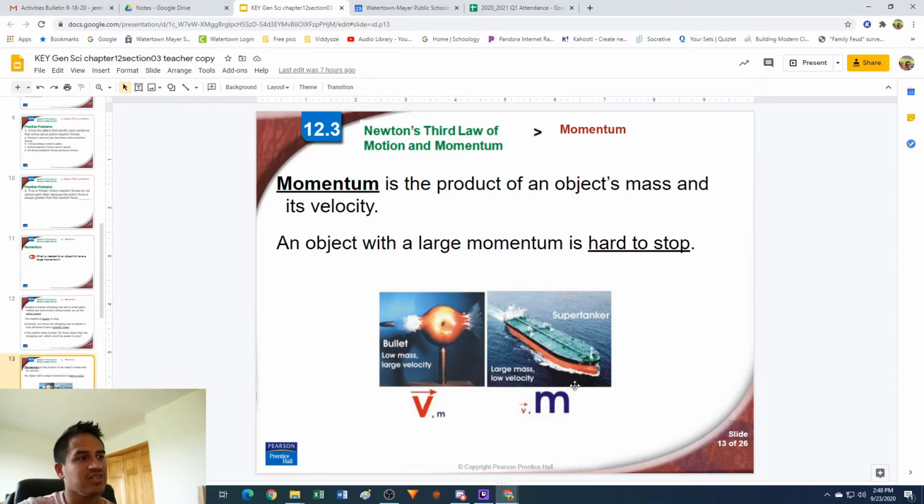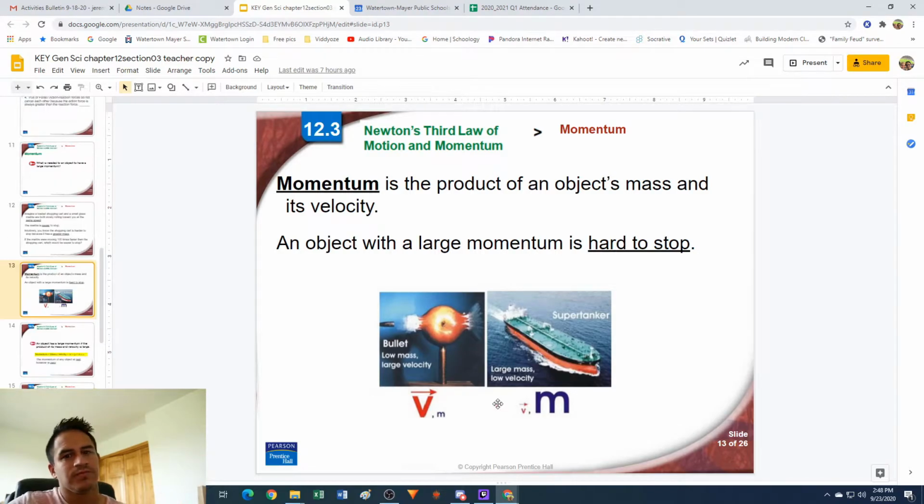On the right-hand side in this picture we have a giant boat, right? And if this boat were coming into port, you probably wouldn't be sitting on the dock going like, don't worry, I'll catch you. I'll make sure you don't hit the dock. Probably not, right? Because this object, although it's probably not moving that fast, has a very large mass. And because the mass is so large, even though we have a small velocity, we have a large momentum. So, momentum is going to be dependent on mass and velocity, okay?